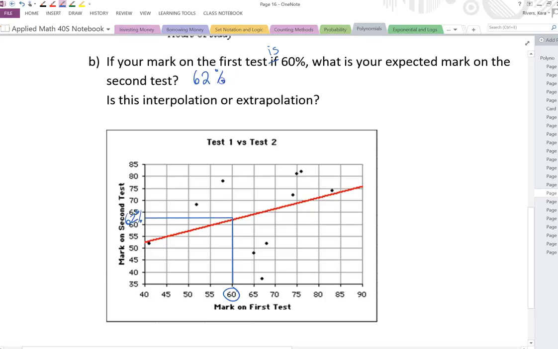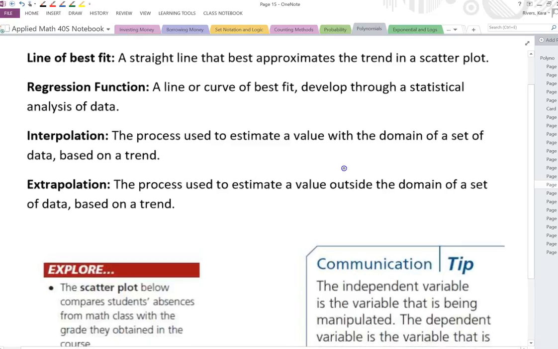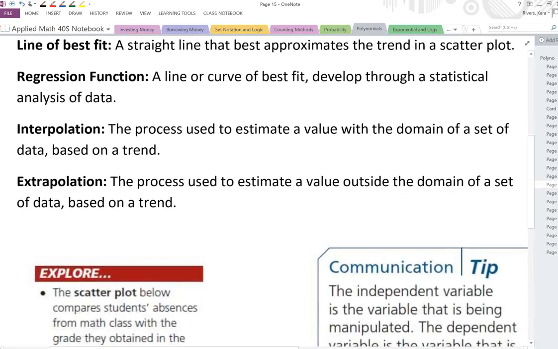Now, the next question is, is this interpolation or extrapolation? Well, if we go back to our definitions here, interpolation, the process used to estimate a value within the domain of a set of data based on a trend. So this is within given data. Extrapolation, the process used to estimate values outside the domain of a set of data based on a trend.